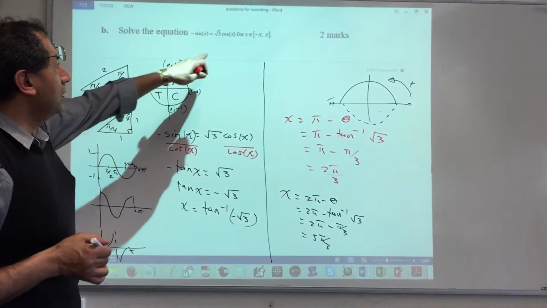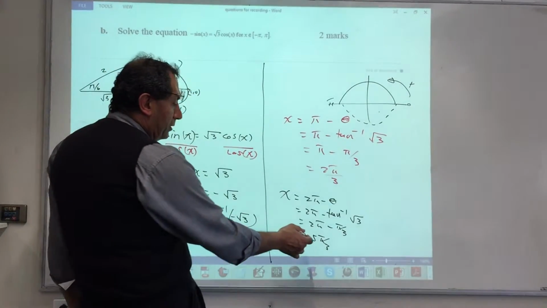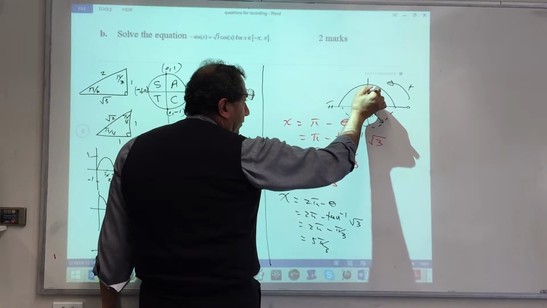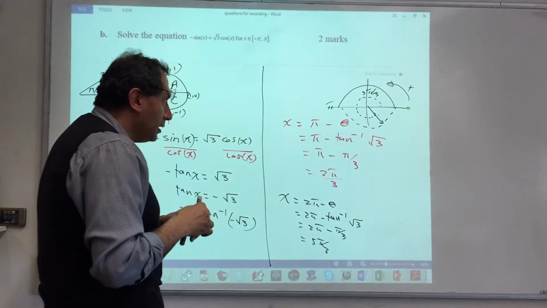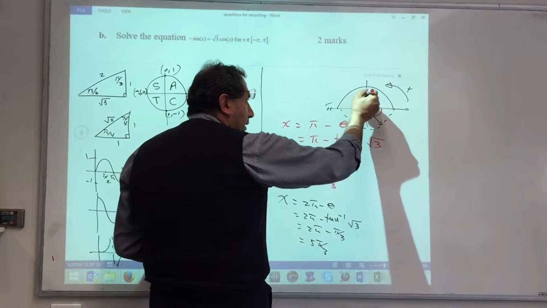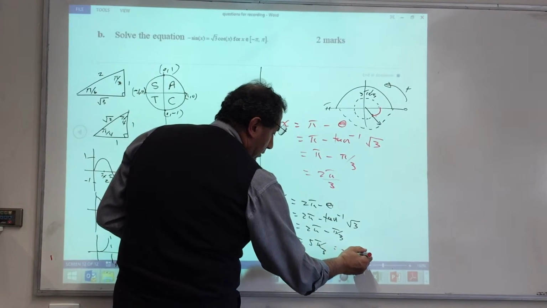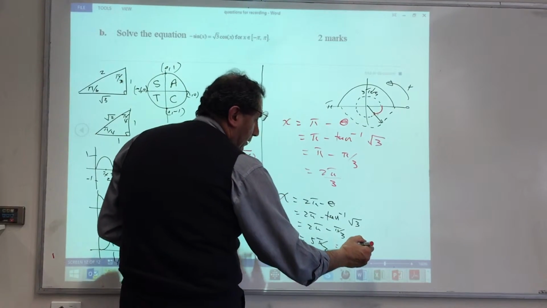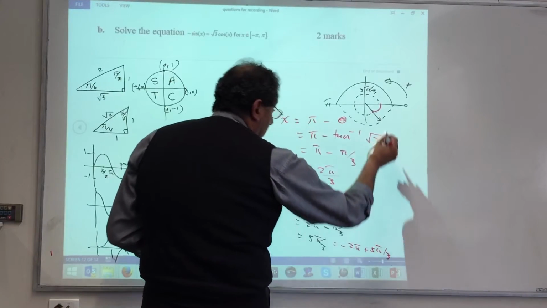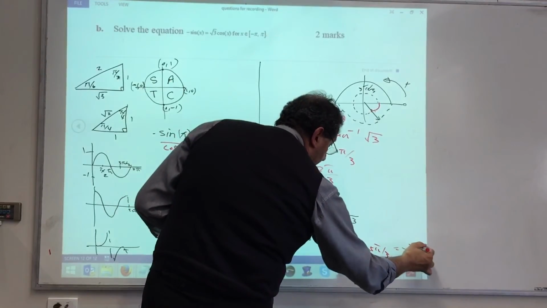But remember, you need to find it from minus pi to pi. So the equivalent angle to 5 pi on 3 is this angle, which is minus 2 pi plus 5 pi on 3. Minus 2 pi plus 5 pi on 3. That is minus pi on 3.